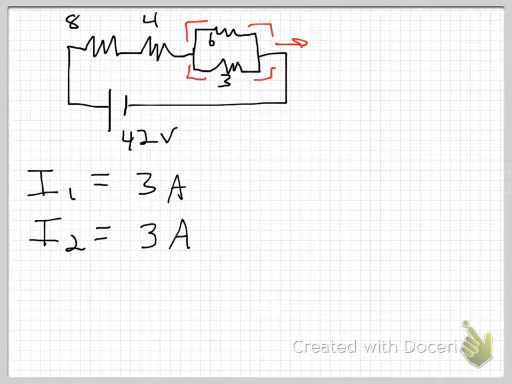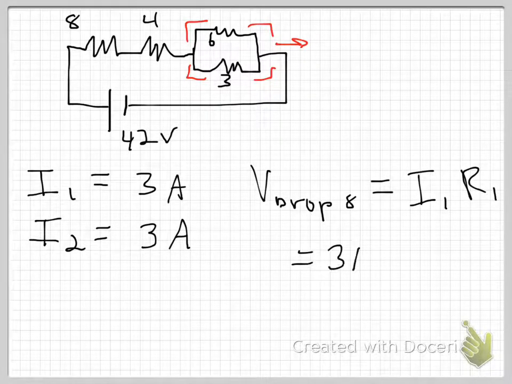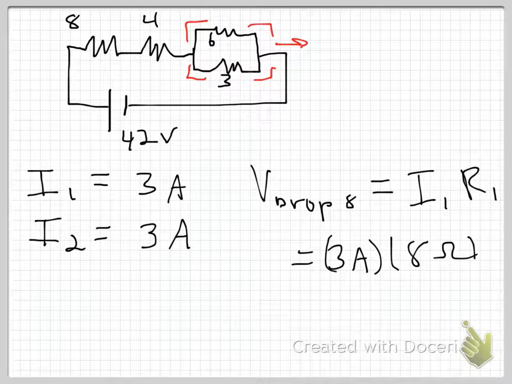Let's go across the 8 ohm resistor. V drop across the 8 ohm resistor. It's a lot of subscripts. That's okay. I can calculate this again using Ohm's law, right? V is equal to IR. I know what the current through that is. It's going to be I1. And my resistance, R1, I know what that is. It's just 8 ohms. So if I just plug in those numbers, I've got 3 amps times 8 ohms. I get 24 volts.